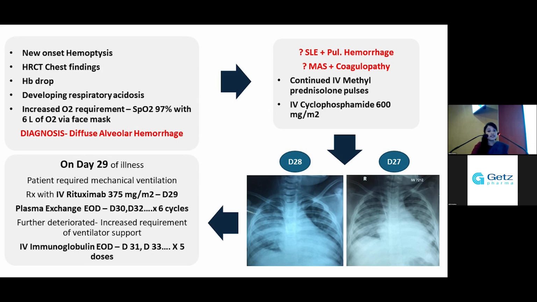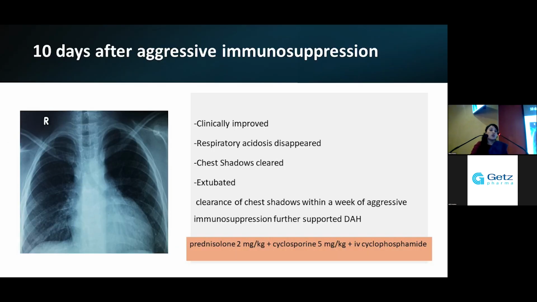Despite all of this extensive immunosuppressive therapy, the patient further deteriorated with an increased requirement for ventilator support. Therefore, we started him on IV immunoglobulin from day 31, for 5 doses on an every-other-day basis. So, after 10 days of aggressive immunosuppression, the patient clinically improved, the respiratory acidosis disappeared and the chest shadows cleared. And we were able to extubate him.